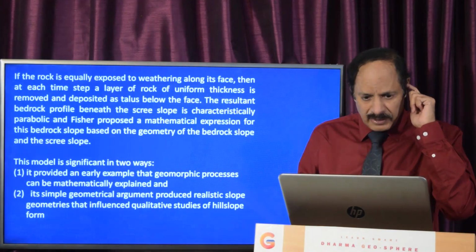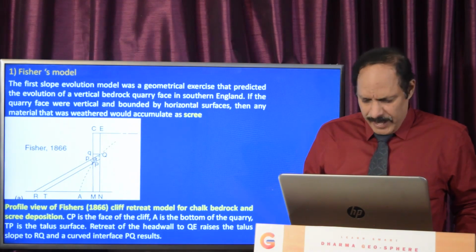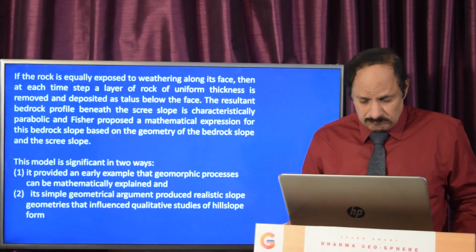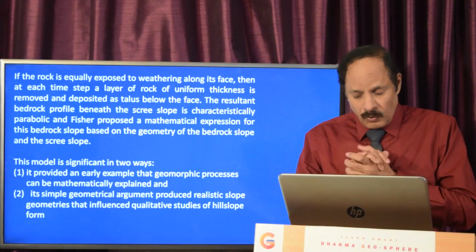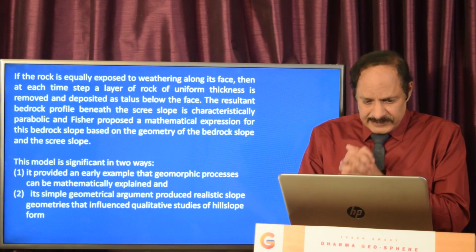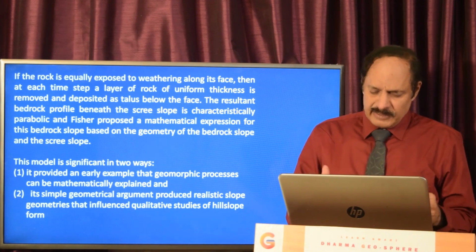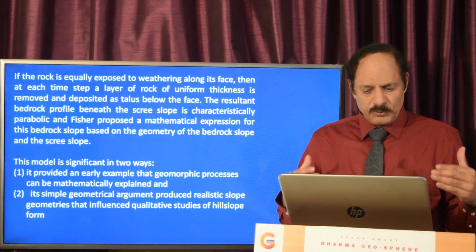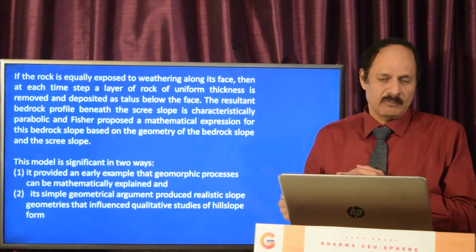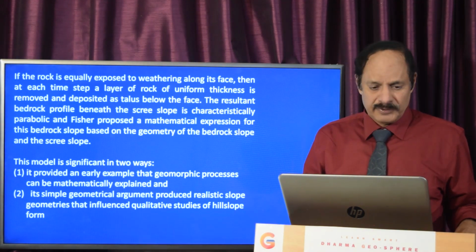I'll show you in the picture what scree is. And then this highlighted two very important aspects. As I said, it provided an example that geomorphic process can be mathematically explained. And the second was a simple geometrical argument produced realistic slope geometries that influence qualitative studies of hillslope development. So it opened up the studies of slope development.